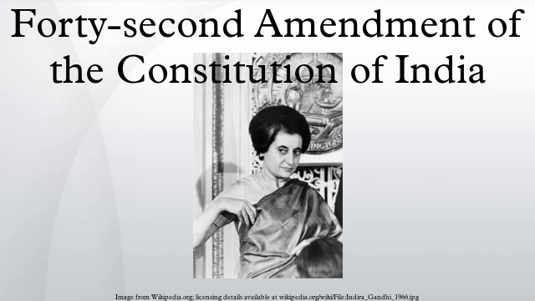The number of seats reserved for the scheduled castes and scheduled tribes in the Lok Sabha and state legislative assemblies was also frozen. The amendment extended the term of Lok Sabha and legislative assemblies members from 5 to 6 years, by amending Article 172 and Clause 2 of Article 83.